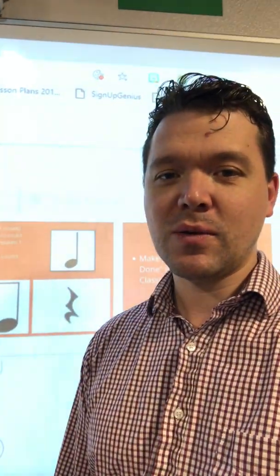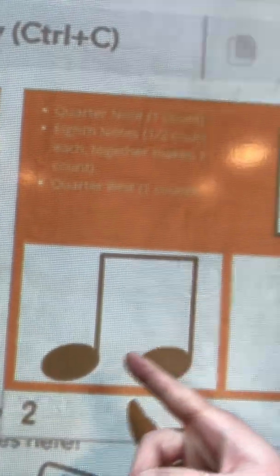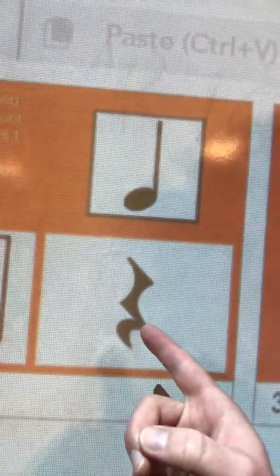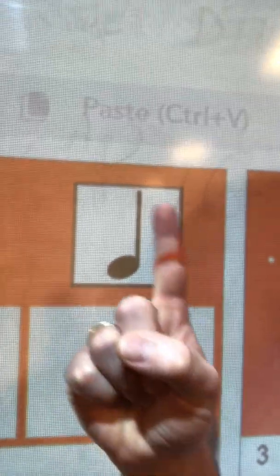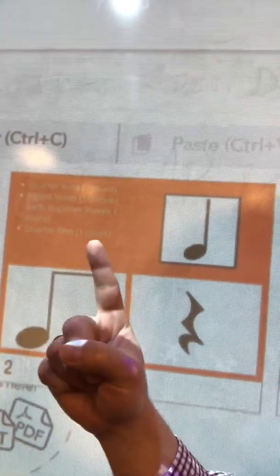Well, hello. We're here to talk about the difference between a quarter note, eighth note twins, and a quarter rest. Now, a quarter note has one count. Tell me, how many counts does a quarter note get? One. Quarter gets one. Okay.